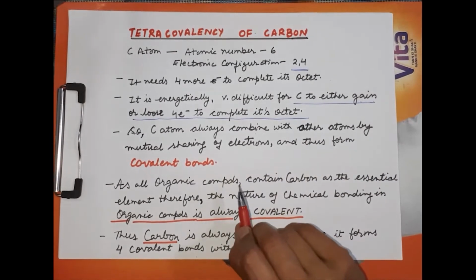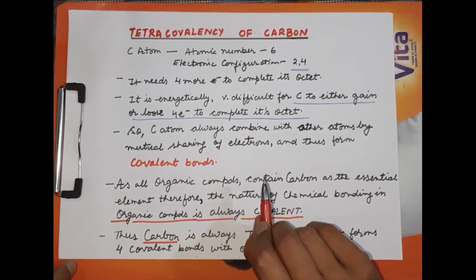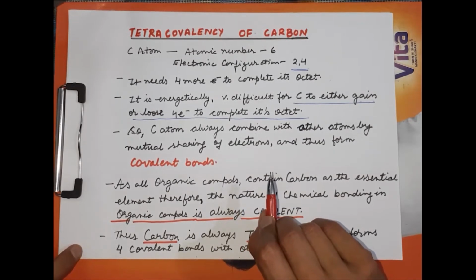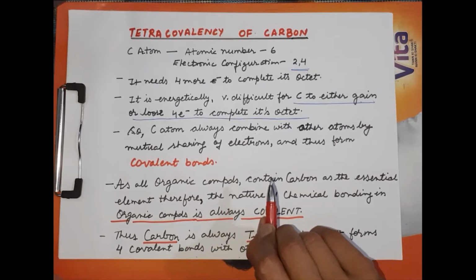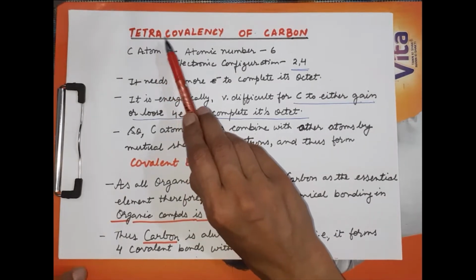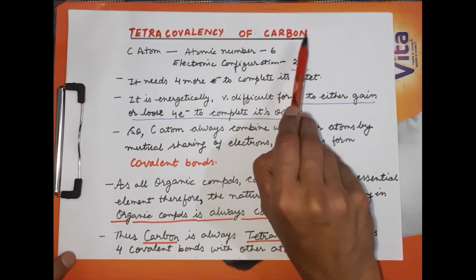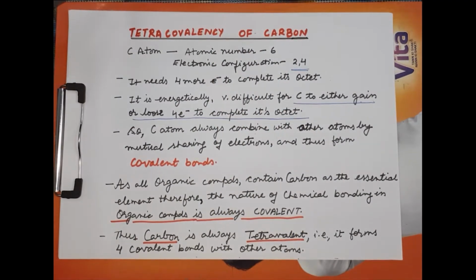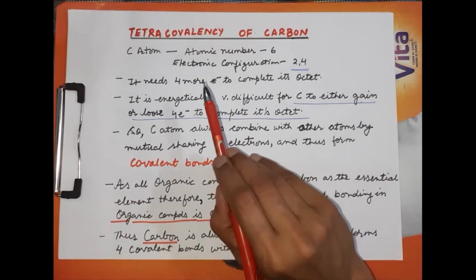So this present video is in continuation with my earlier video on general organic chemistry, and in this present video I am going to cover the topic of tetracovalency of carbon. So basically 2 points I will cover. Carbon is tetravalent, it forms 4 bonds, and second is the covalent bonds formed by carbon atom, the covalency of carbon atom. So let's start.